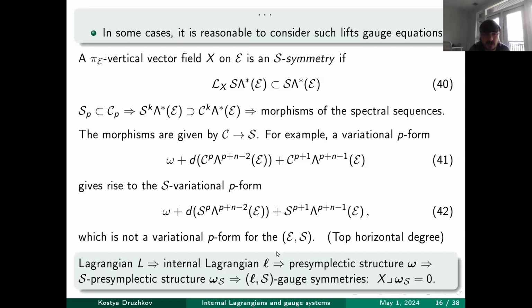So the main idea is that each Lagrangian produces a unique internal Lagrangian, which gives rise to the corresponding presymplectic structure, and the corresponding presymplectic structure leads to an S presymplectic structure. That is how we can define S gauge symmetries or LS gauge symmetries, that is, Lagrangian spatial gauge symmetries, but I'll call them LS gauge symmetries. So we can define LS gauge symmetries in the same manner, just as the kernel of the corresponding S presymplectic structure. Elements of the kernel of the corresponding S presymplectic structure.